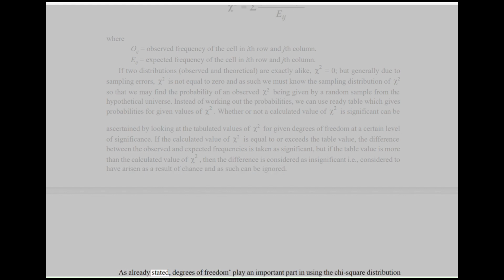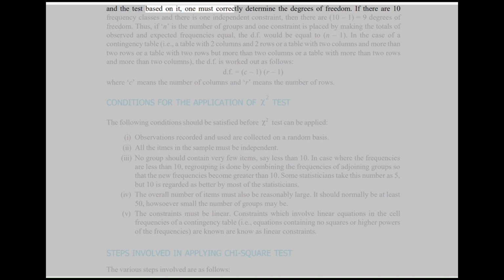As already stated, degrees of freedom play an important part in using the chi-square distribution and the test based on it. One must correctly determine the degrees of freedom. If there are 10 frequency classes and there is one independent constraint, then there are 10 − 1 = 9 degrees of freedom. Thus, if n is the number of groups and one constraint is placed by making the totals of observed and expected frequencies equal, the d.f. would be equal to n − 1.